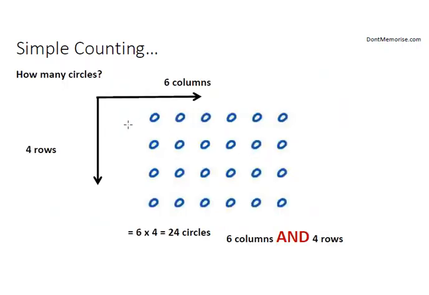And look at this example. How many circles can you see in this picture? Okay, we can go and count them. But the second way is using the product principle. In this picture, we can see we have 6 columns and 4 rows. Look at here, 6 columns and 4 rows. So 6 times 4, we have 24 circles in this picture.